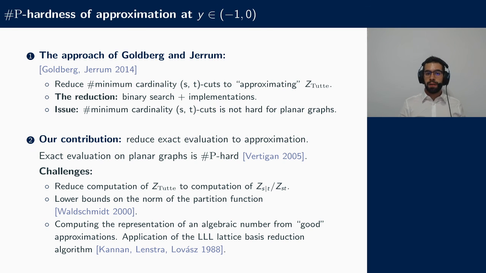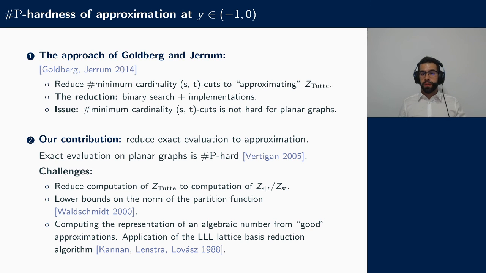They reduced counting minimum cardinality s-t cuts to approximating the Tutte polynomial. And the reduction is essentially a binary search using implementations to tune some of the numbers there, and this way they compute the solution of this counting problem. However, the thing is that this counting problem is not hard for planar graphs, so they only show hardness for arbitrary graphs.